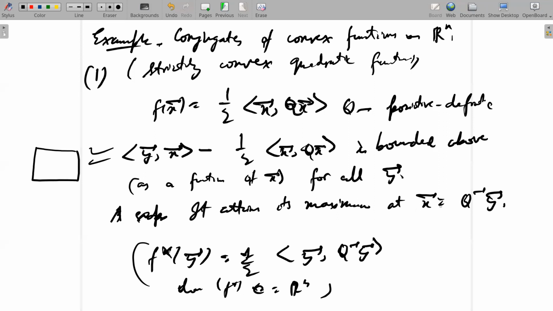And if you do believe that x equals q inverse y is where this attains maximum, then it is easy to check that f star y is this, because you plug in x equals q inverse y, and then here you'll have q inverse y dot y. So 1 minus half is a half. That's where you get this. So these two terms will actually be identical, barring this half term.